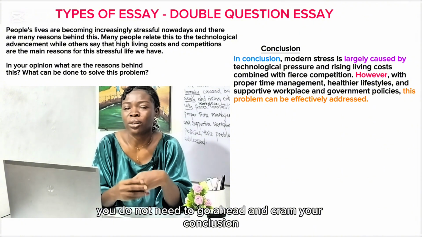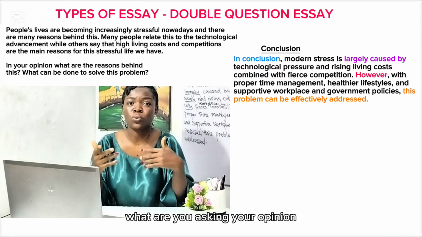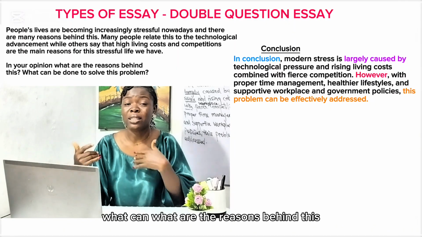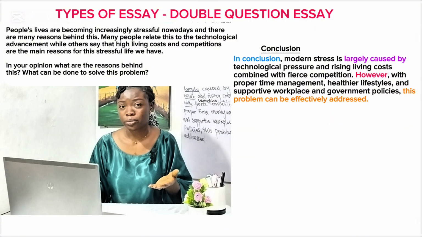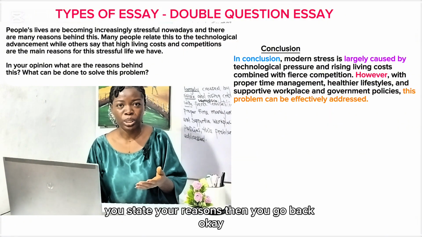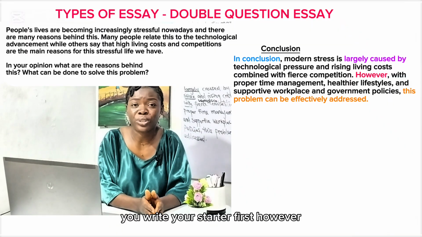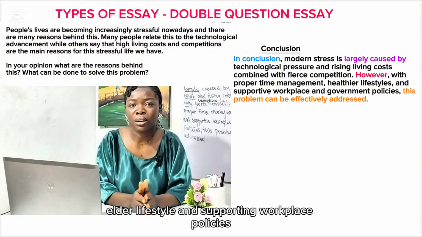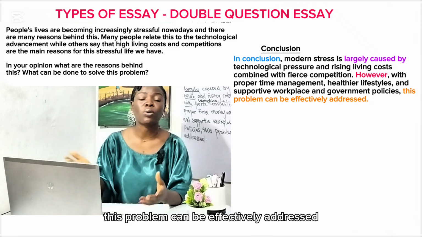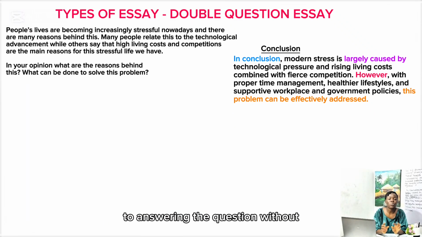So you do not need to cram your conclusion. Just know that, okay, to write your conclusion, go back to the actual questions. What are you asked? Your opinion. What are the reasons behind this? In my opinion, modern stress is largely caused by... you state your reasons. Then you go back. Okay, what can be done to solve this problem? Then you write your starter first. However, with proper time management, healthier lifestyle, and supportive workplace policies, this problem can be effectively addressed. And you can say that you have done justice to answering the question without cramming anything, right?